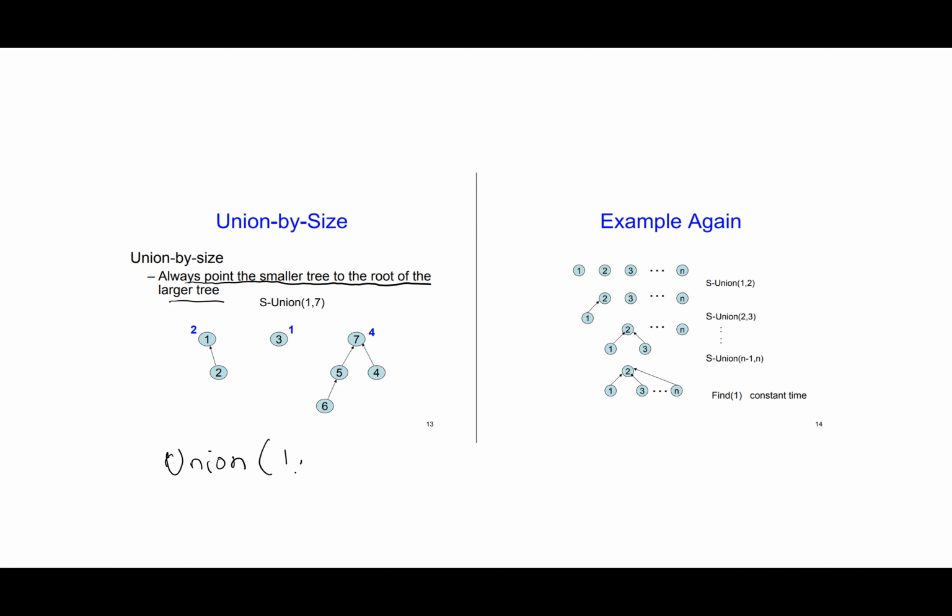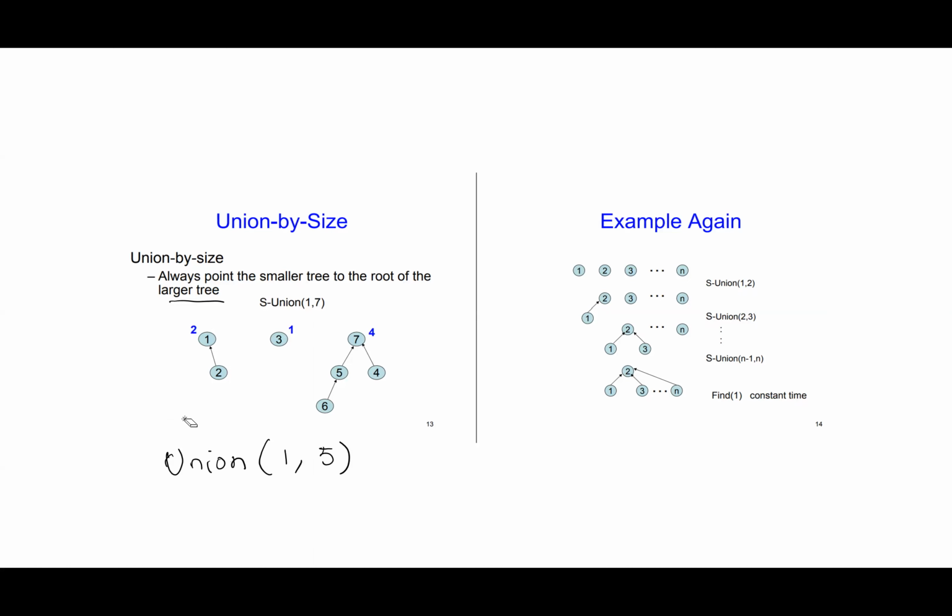Okay, so if someone says union of, say, 1 and 5, in that case 5 is in this tree, right? And 1 is here. And we see that the current size of this tree is 4, and this is 2. So we point the smaller tree to the larger tree. This is what we do. And now the new size of the tree is going to be 6, right?